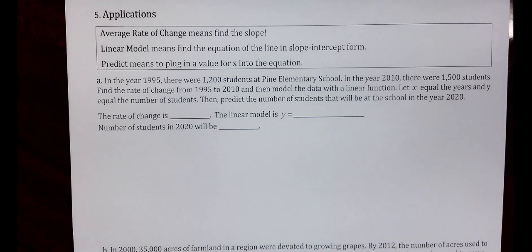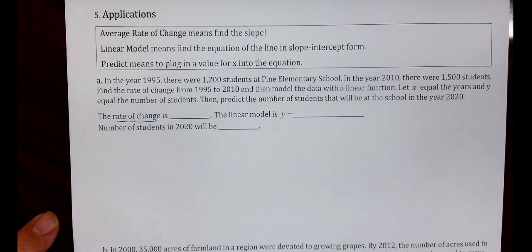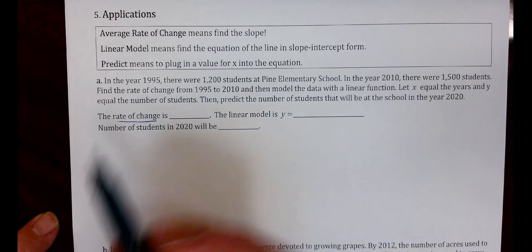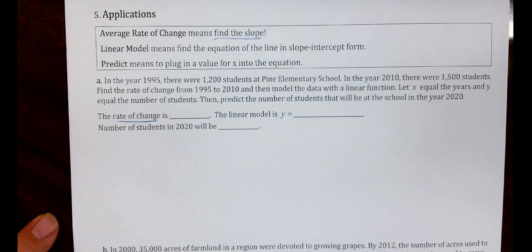So this problem has three parts. First, we want to find the rate of change. So let's look at our quick guide. Our average rate of change means find the slope. Now, in order to find the slope, we must have two ordered pairs to use the slope formula.